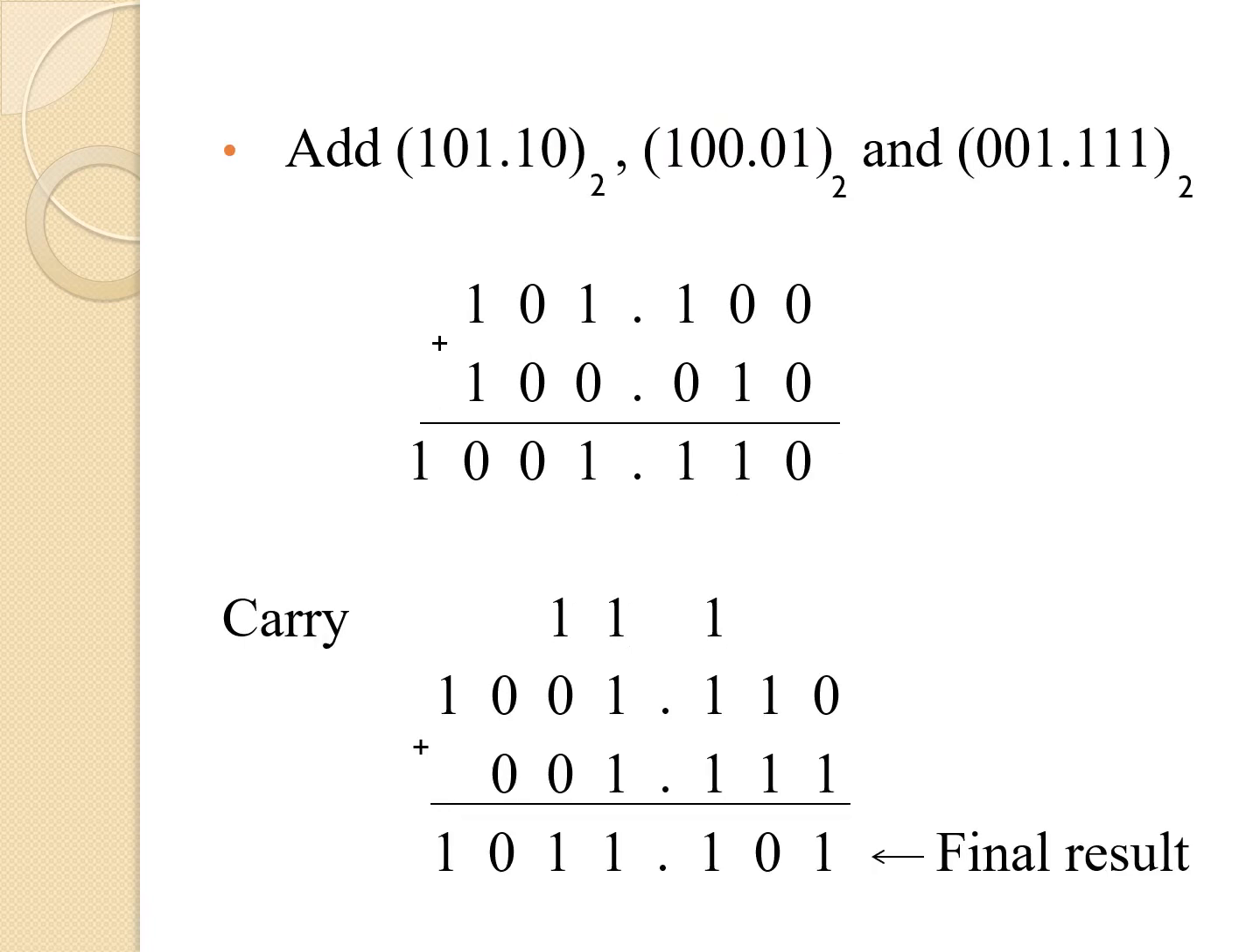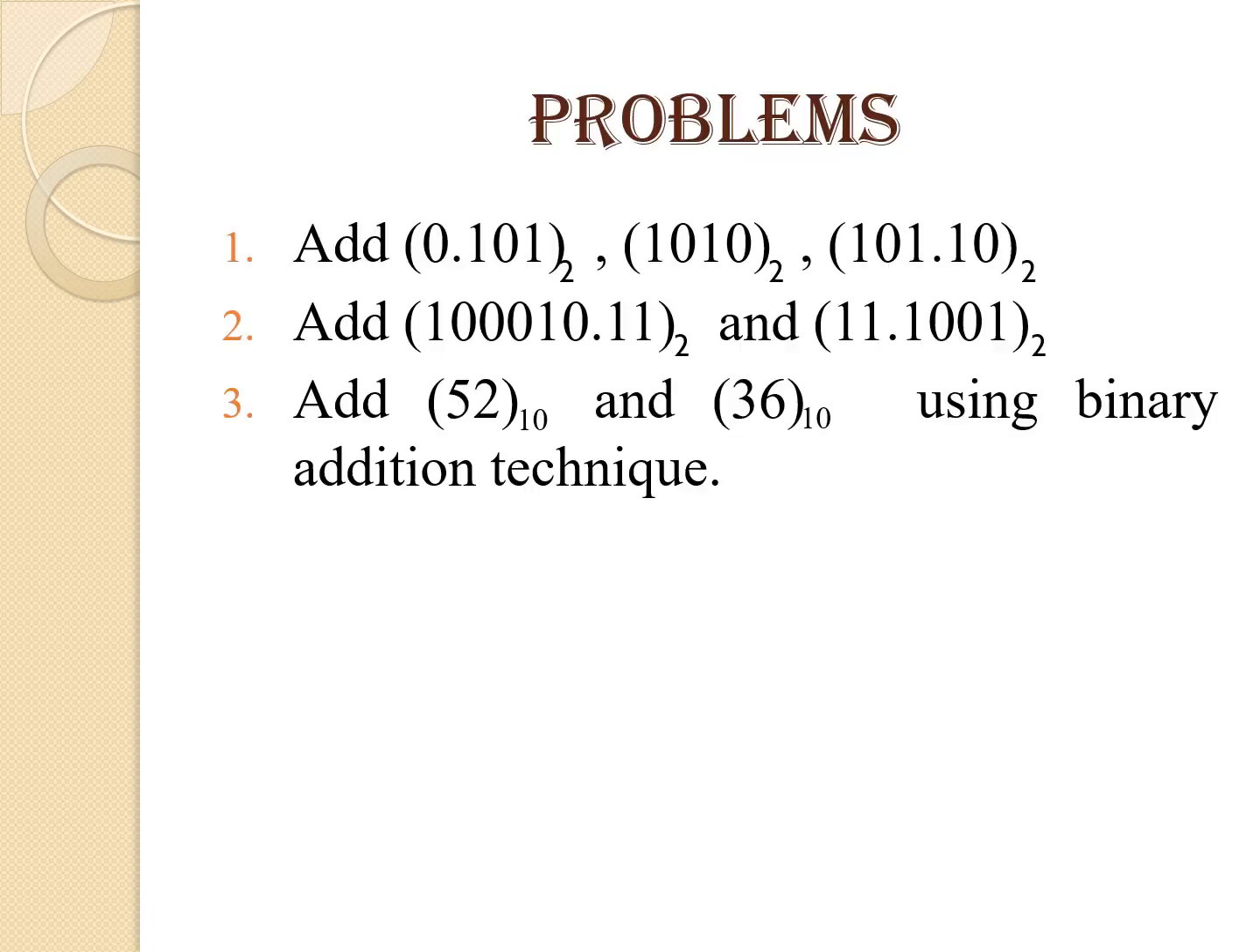Add 101.10, 100.01 and 001.111. As we have already seen the rules of binary addition, according to that only we need to do the addition. Here we will get the final result equal to 1011.101.